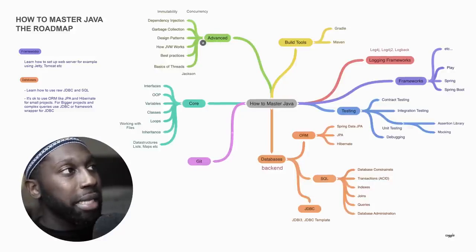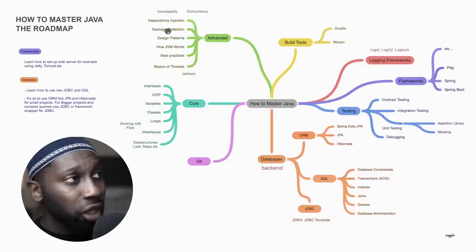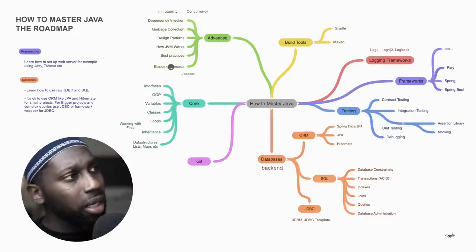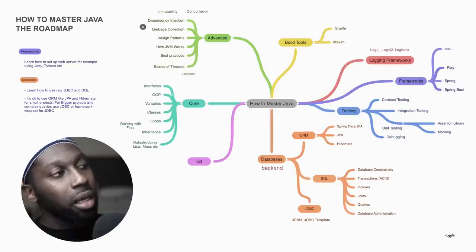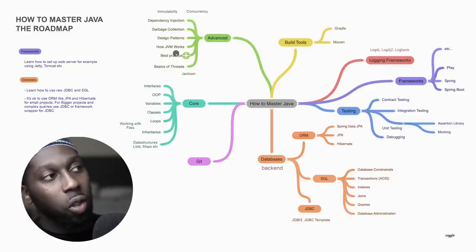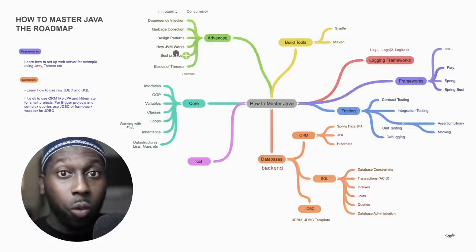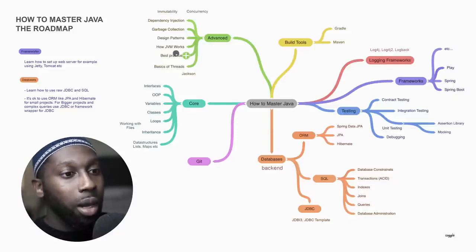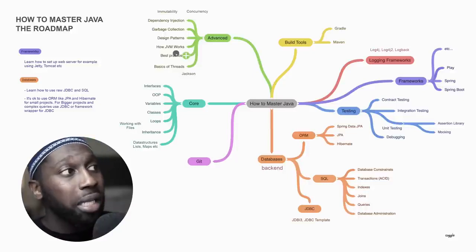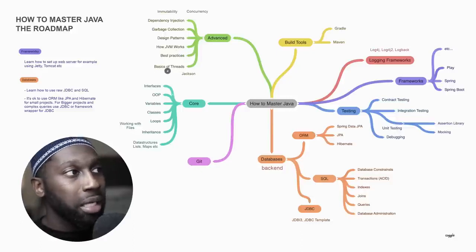Then for the advanced section, this is stuff like dependency injection, how garbage collection works, design patterns, how the JVM works, best practices, and basics of threads. Here I feel you probably don't have to master everything, because the goal is for you to understand how the language works. Once you know how the language works internally, then when writing code, you will take all of these things into consideration. Also here you see that I said basics of threads.